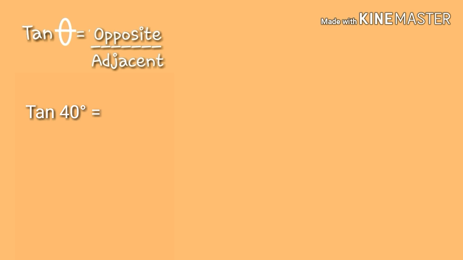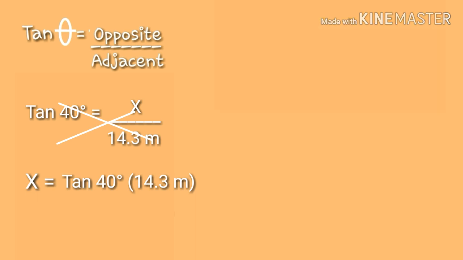In this problem, we use TOA from SOHCAHTOA. Tangent theta equals opposite over adjacent. Tangent 40 degrees equals x over 14.3 meters. Cross multiply: x equals tangent 40 degrees times 14.3 meters. The answer is 11.99 meters, or 12 meters.